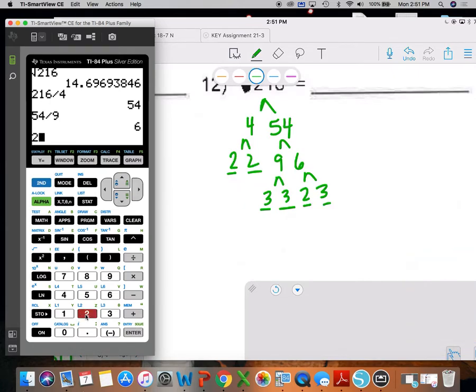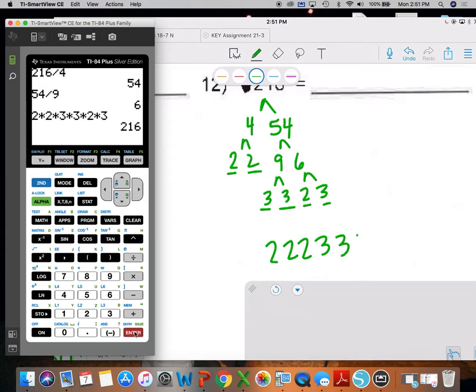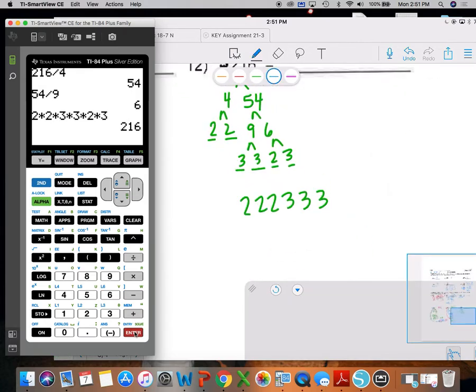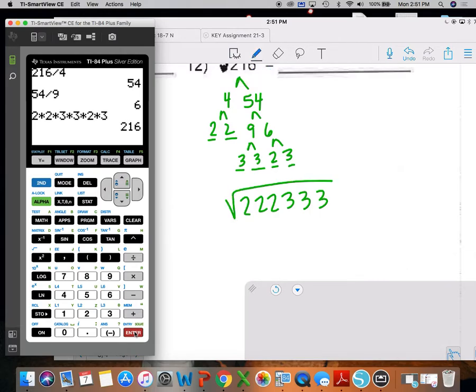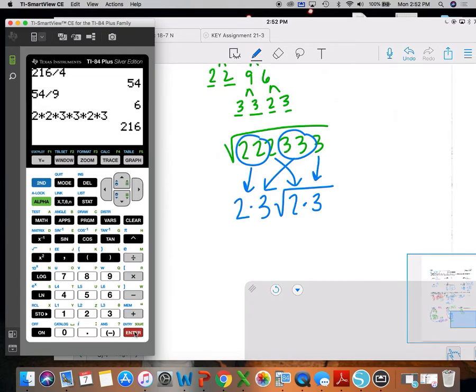So a quick check, because that's kind of a big one. 2 times 2 times 3 times 3 times 2 times 3 is 216. So 2, 2, 2, 3, 3, 3. All of these are the factors that make up 216. So remember, these are still inside the house. In order to get outside the house, you have to have a pair. So there's a pair of twos and a pair of threes coming out. Inside the house is a two and a three. These friends do not have partners to go play with them, so they have to stay inside.